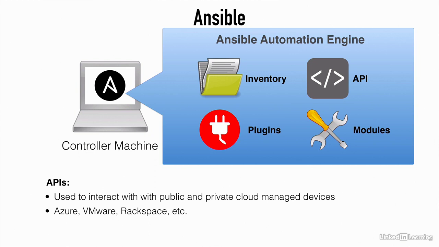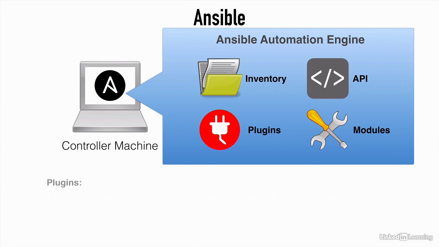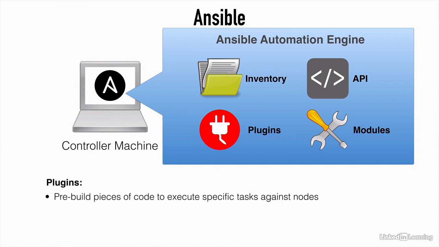That's what APIs in Ansible are used for. They transport data for cloud services, both public and private. The plugins you can think of very similar to how browser plugins work. These are pre-built pieces of code that can be executed to perform specific things against the inventory hosts.